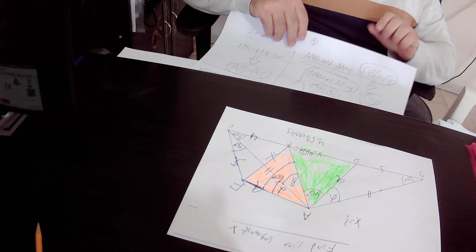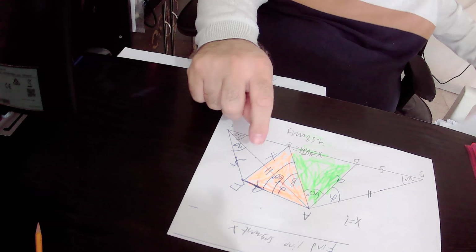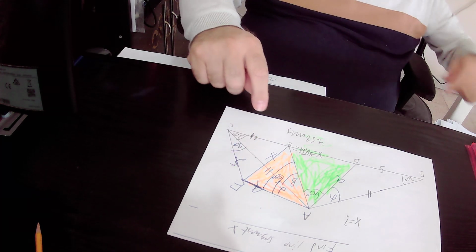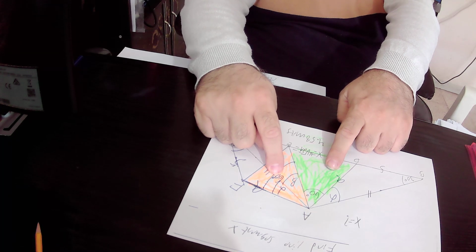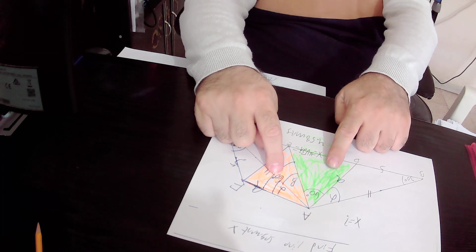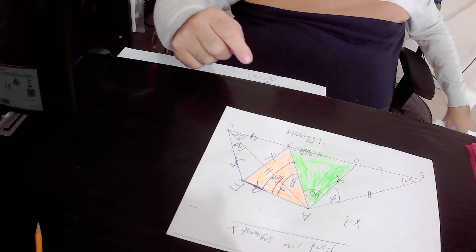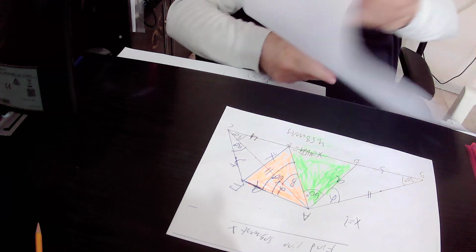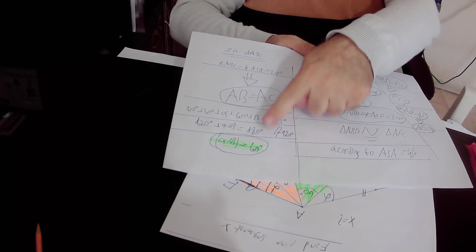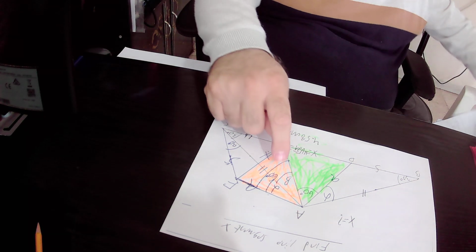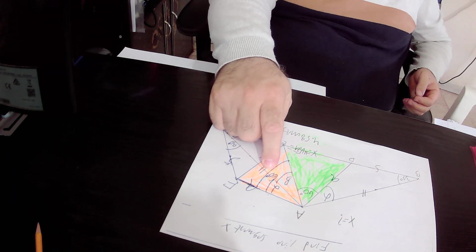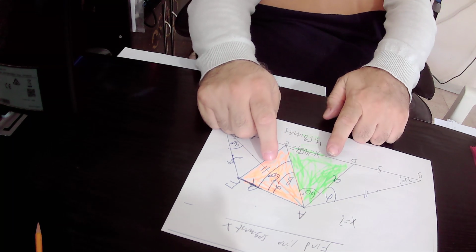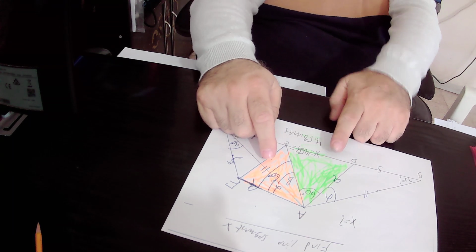In the next step, we join points E and F together by a straight line, and we proved that the green triangle is congruent to the orange triangle. Why are those two triangles congruent? First of all, we have already found out that alpha plus beta equals 60 degrees, therefore this angle, alpha plus beta, must be equal to 60 degrees. So why is the green triangle congruent to the orange triangle?